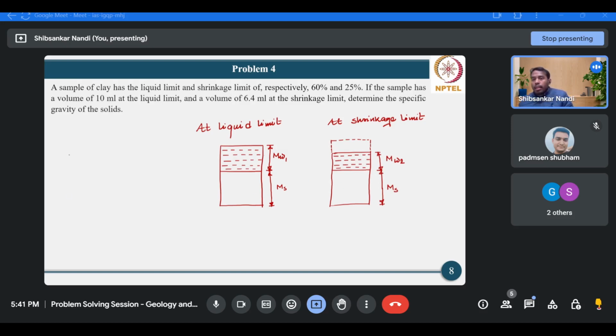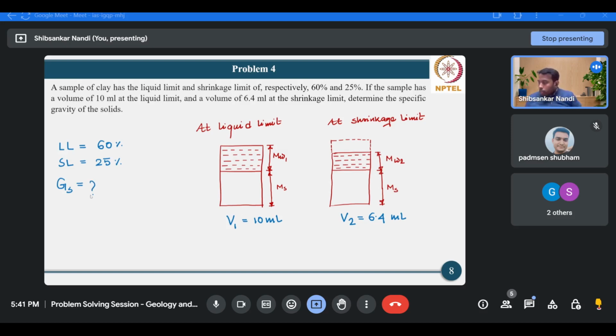And these limits are given as, so we can summarize the data here. First, LL, liquid limit, is given as 60% and shrinkage limit is given as 25%. Okay, and at liquid limit, the volume V1 is given as 10 ml, and the volume at the shrinkage limit is given as 6.4 ml. Now we have to determine the specific gravity of the solids.